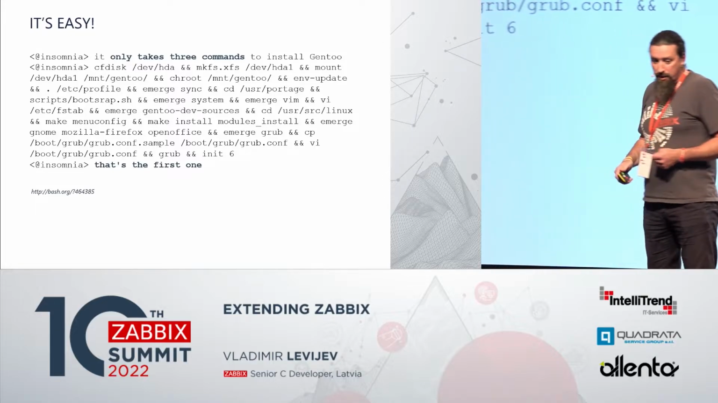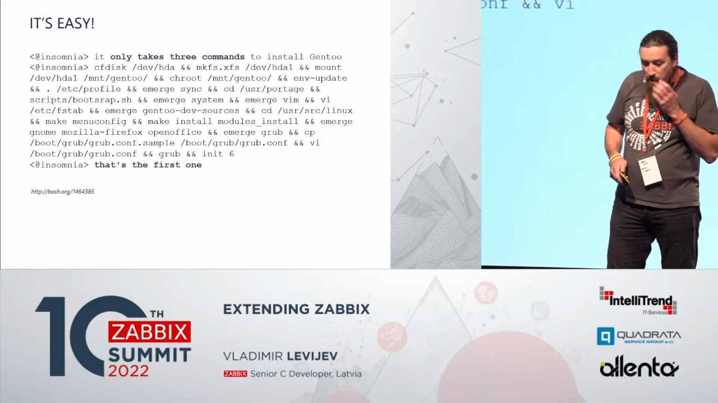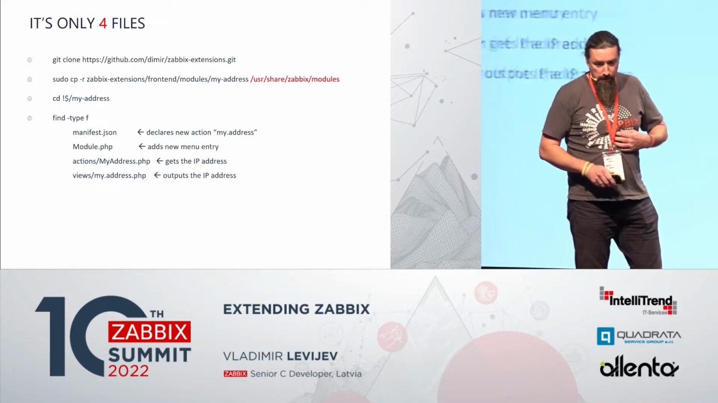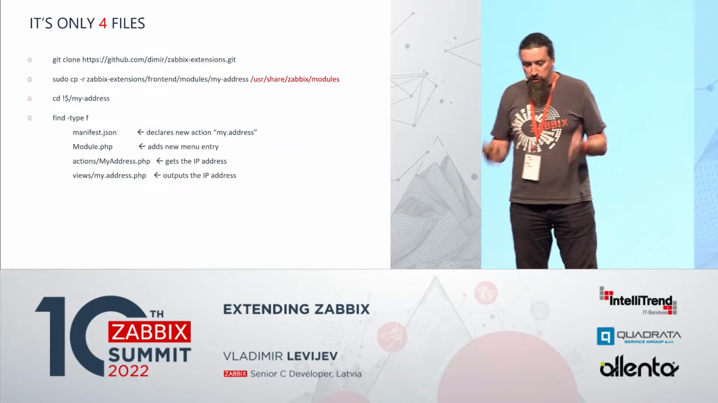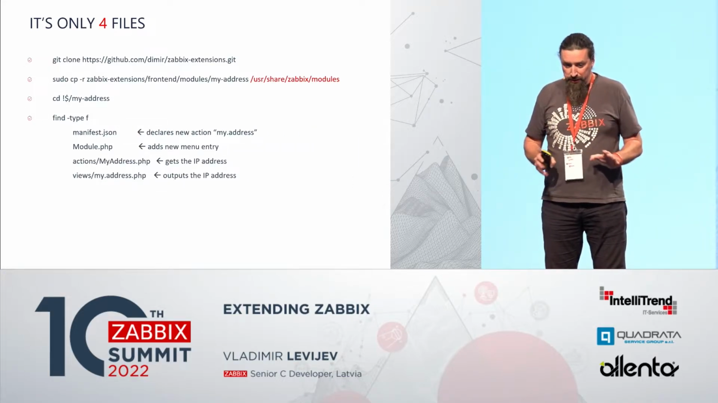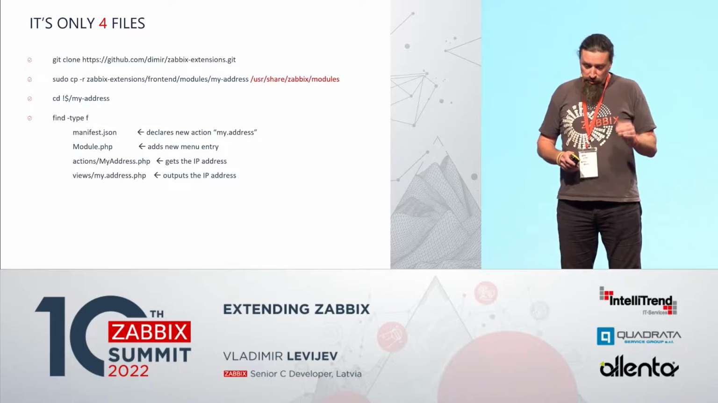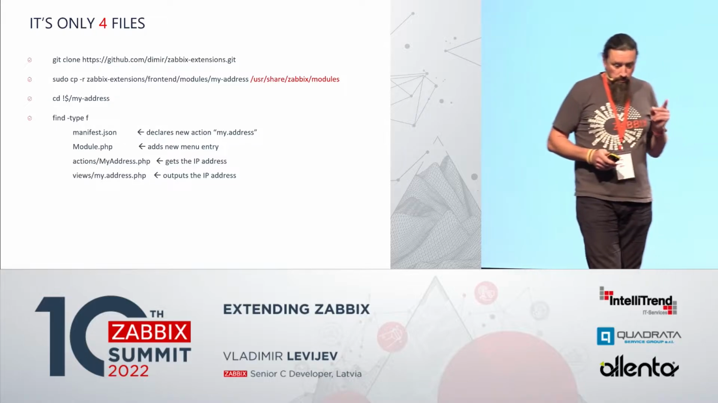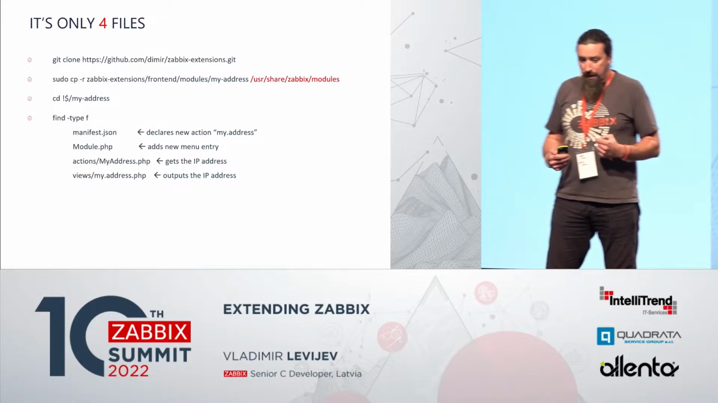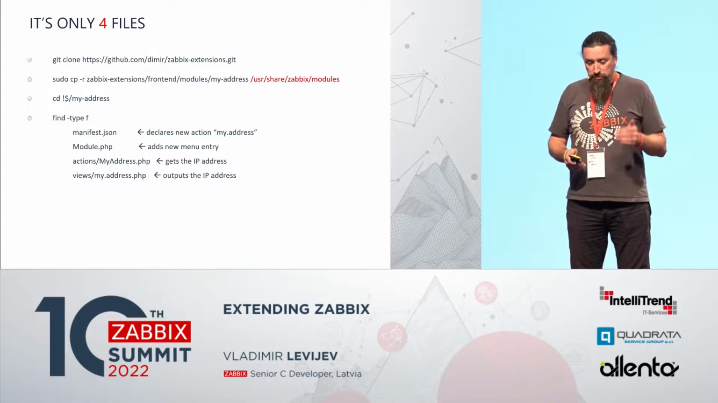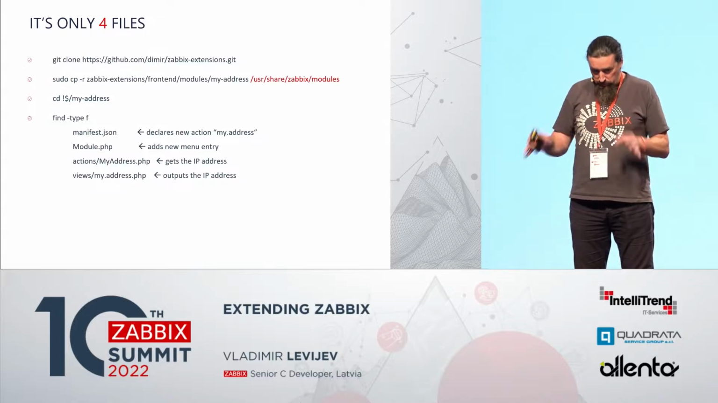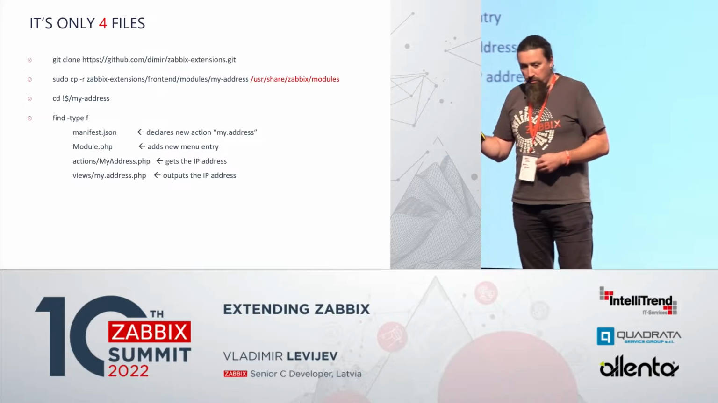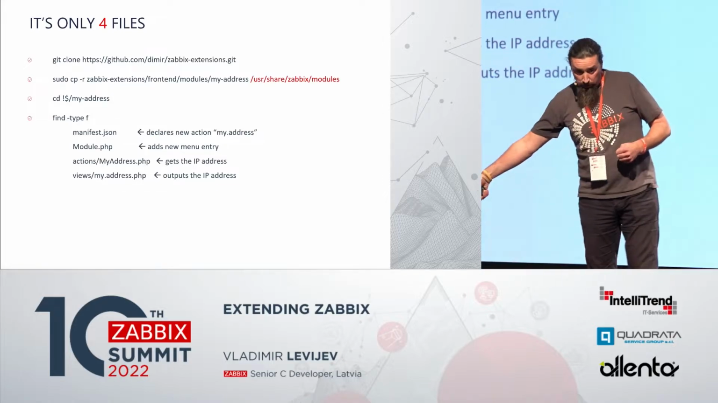Remember the famous Gentoo meme? This module contains only 4 files with really small content. The first file is manifest.json. This file is like a configuration of your module. Basically, we want to define an action and an action name in this file, and say that this action is taken care of by this action file and this view file.